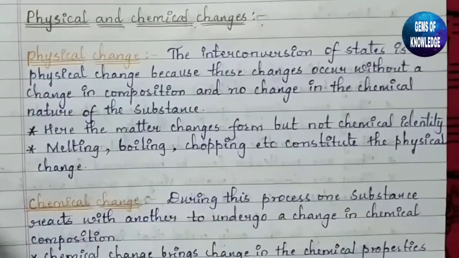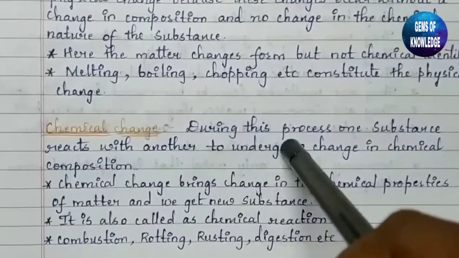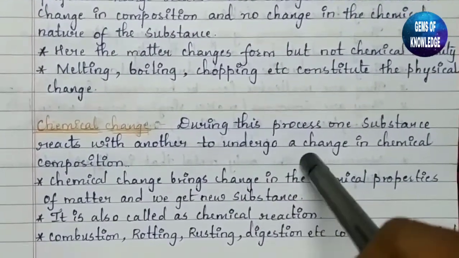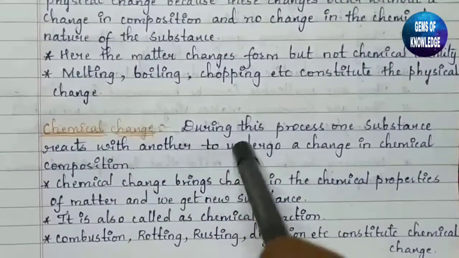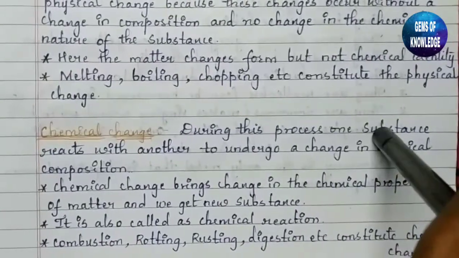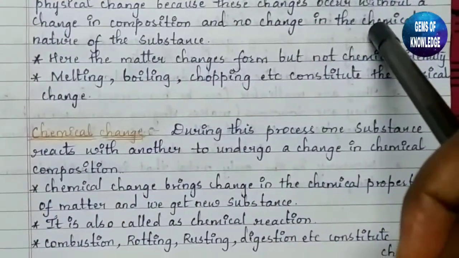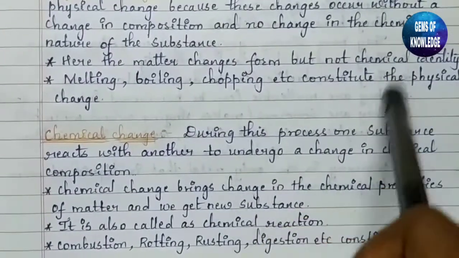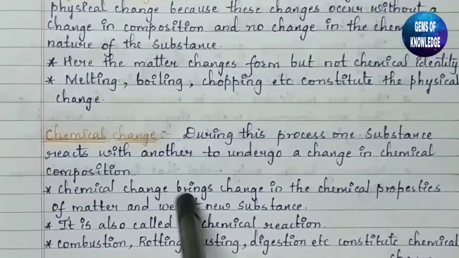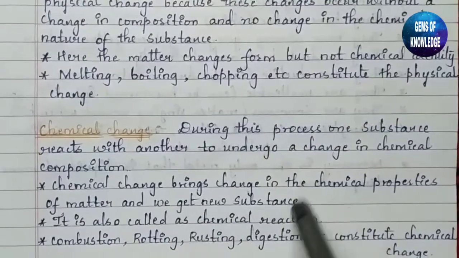Next we need to study the chemical changes. So what is a chemical change? During this process, one substance reacts with another to undergo a change in the chemical composition. In a chemical change, one substance will react with another substance and we will get a third substance. That is a chemical change. The chemical composition will be changed. A chemical change brings change in the chemical properties of matter and we get a new substance.